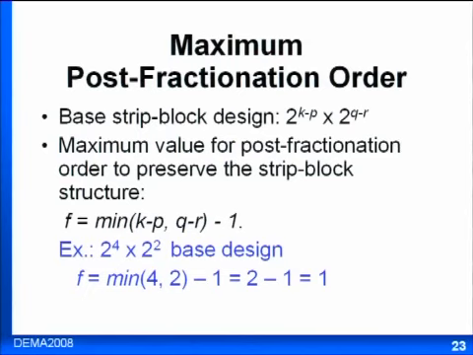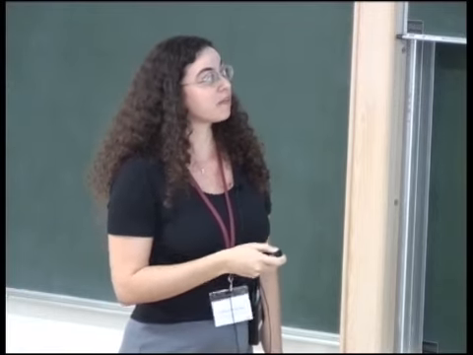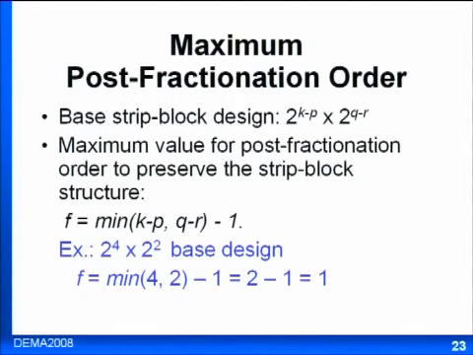So to preserve the strip block structure, we have a maximum order of post-fractionation. So here we are calling F the order of post-fractionation. So K is the number of factors in the first group, and Q is the number of factors in the second design. So K minus P would be the order of fractionation of the first design, and Q minus R the fractionation of the second design.